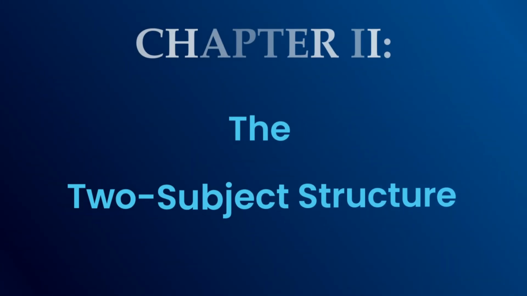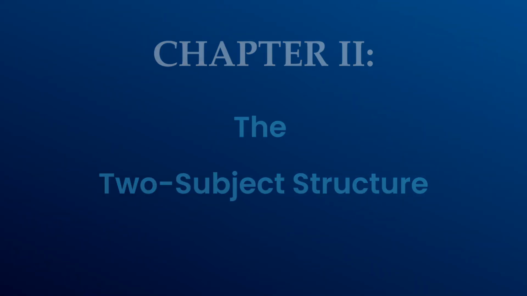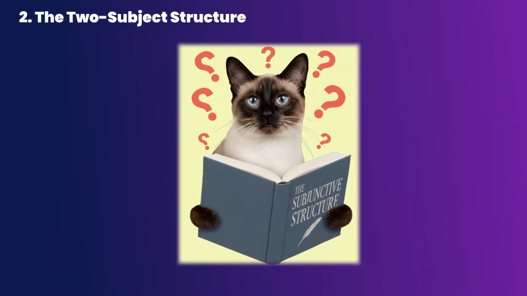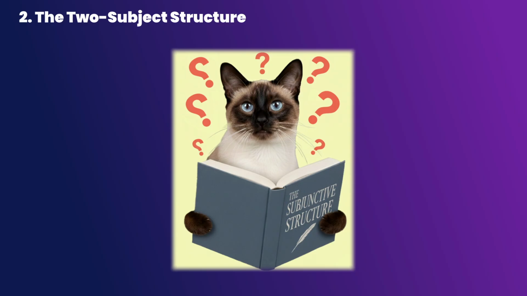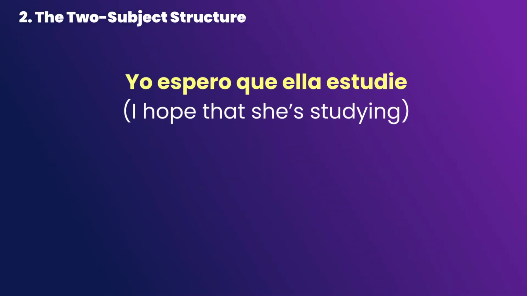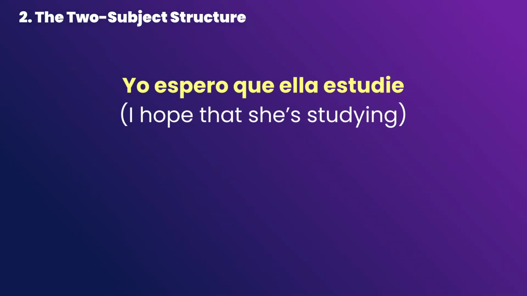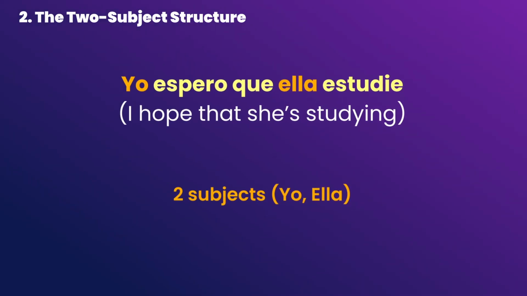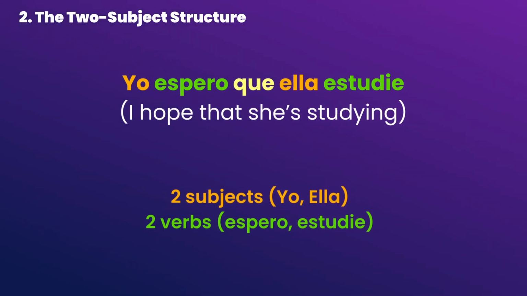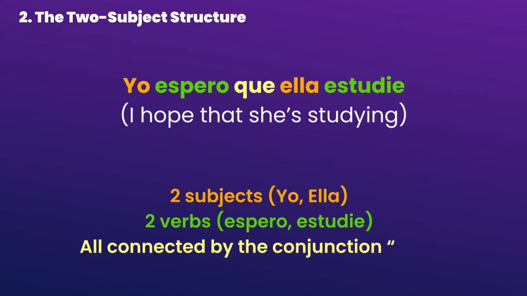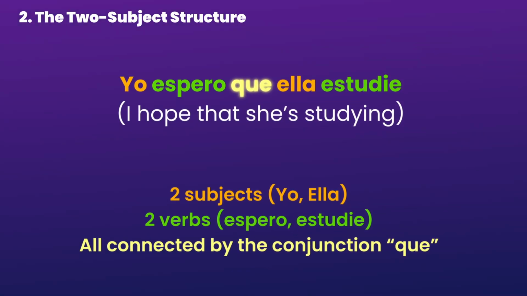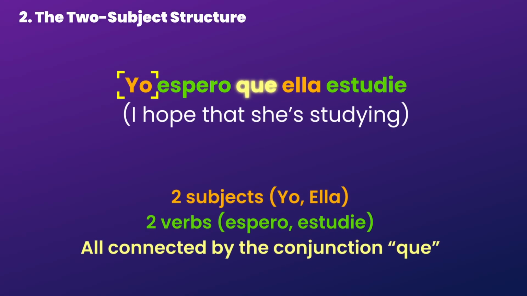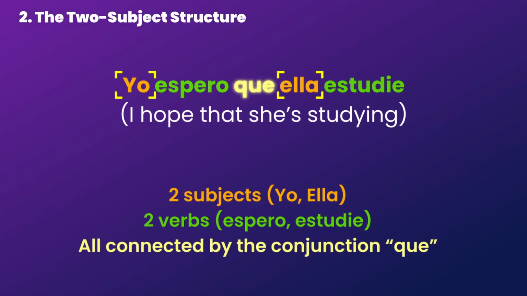The two-subject structure. In most cases, when we talk about how subjunctive sentences are structured, we're describing something that looks like this. Yo espero que ella estudie. What we have here is three things. Two subjects, yo and ella, two verbs, espero and estudie, all connected by the conjunction que. The idea is that subject number 1 is expressing their thoughts or feelings about subject number 2's actions.